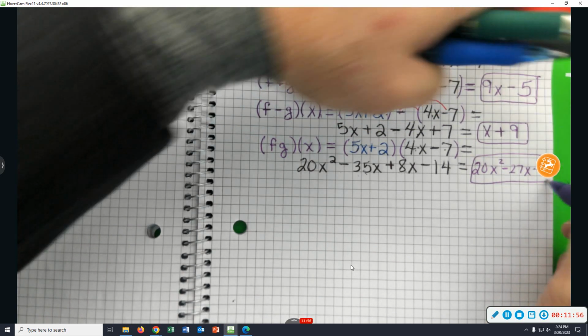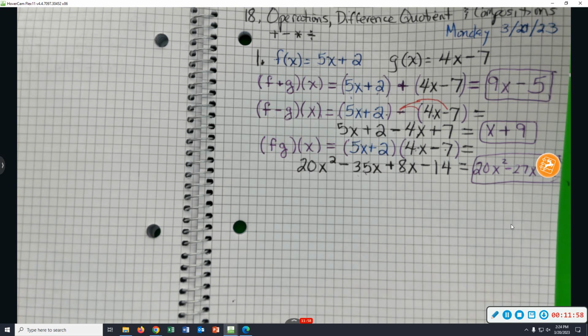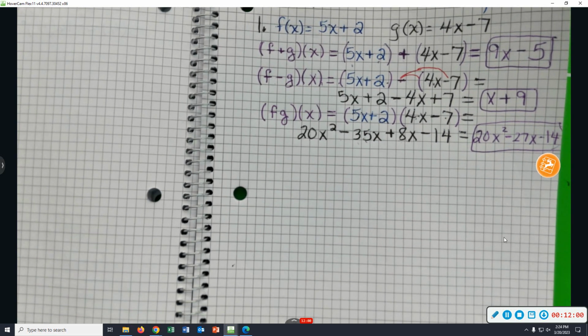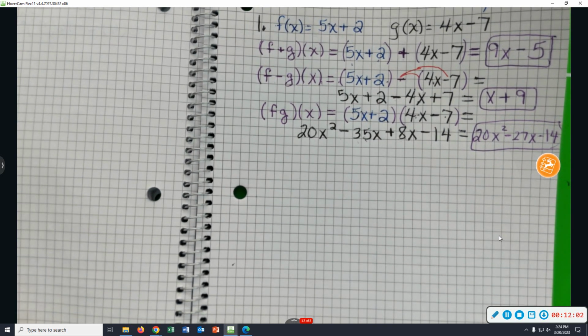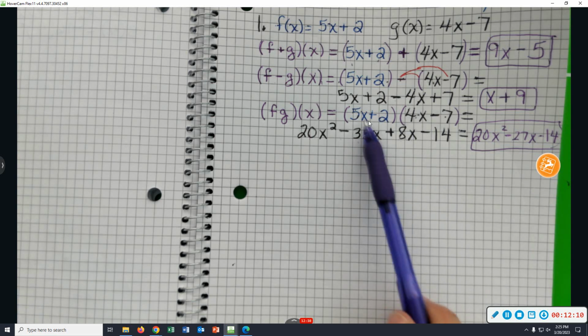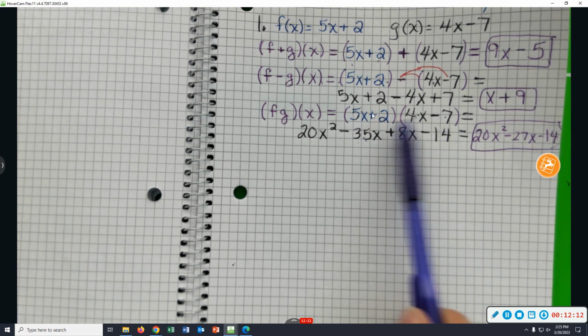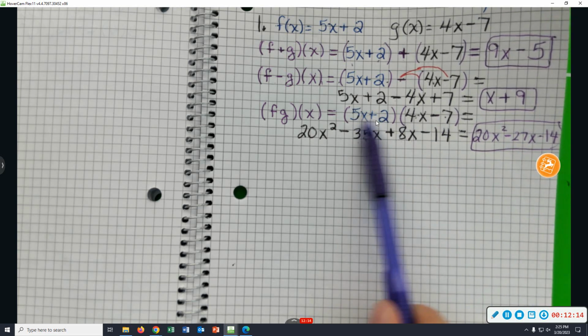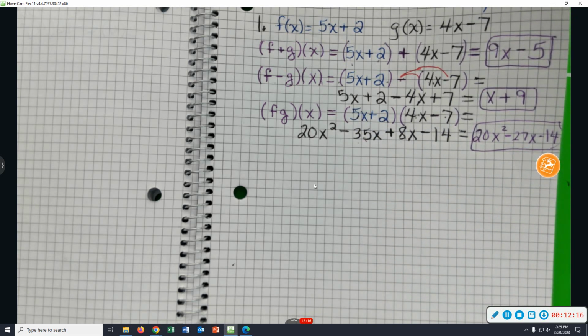Now try to factor it. Actually, it's already factored. Here it is: 5x plus 2 times 4x minus 7. It's factored already. If you multiplied it out, you'd get back to what you started with. Okay.